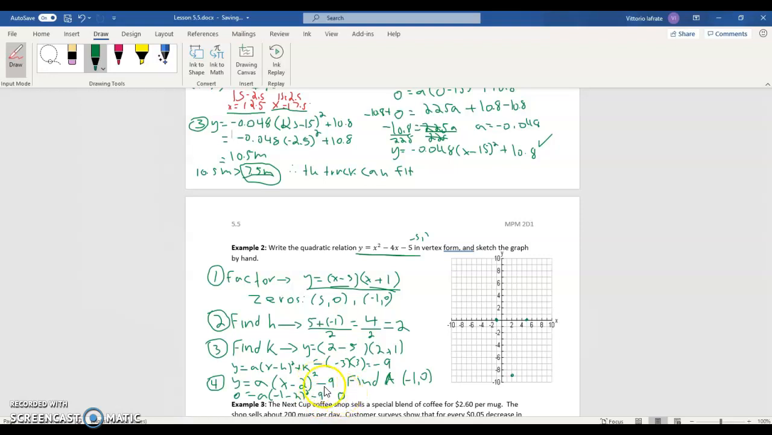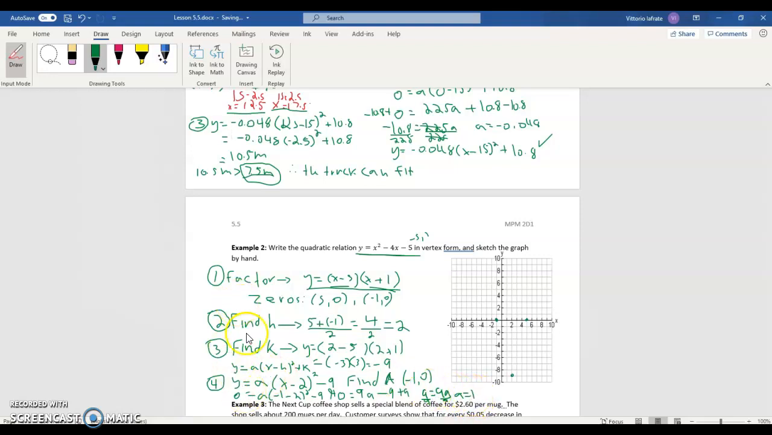So 0, usually we continue underneath. 0 is equal to, -1 minus 2 is -3. Squared is 9, so 9a minus 9 is equal to 0. And then I'm going to do plus 9 here to get rid of the 9 on this side, and plus 9 over here as well. And so I get 9 is equal to 9a. Divide by 9 on both sides, and I get a is equal to 1.